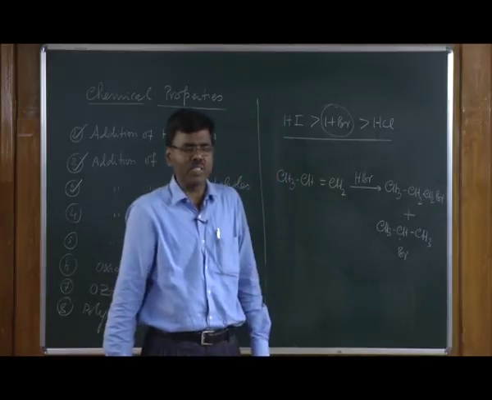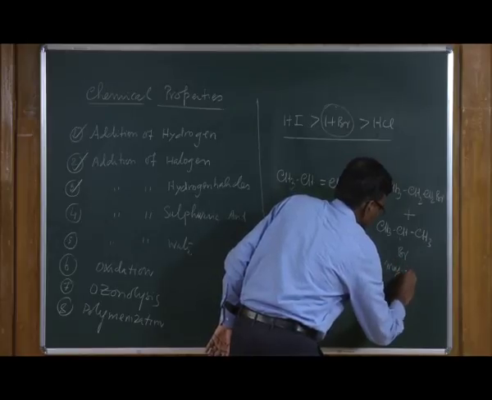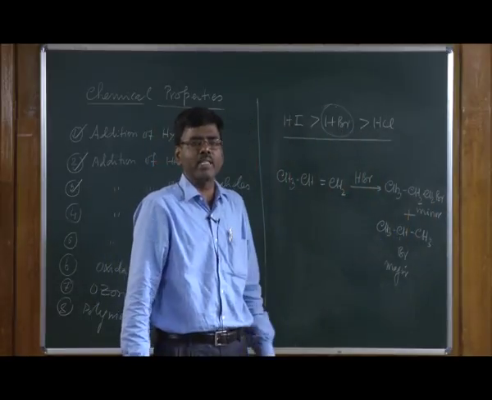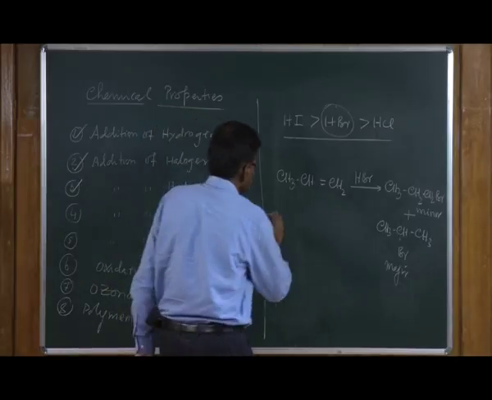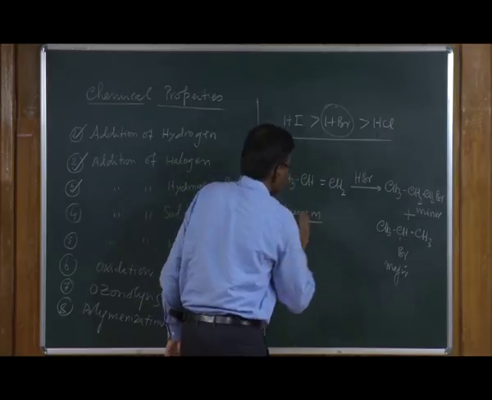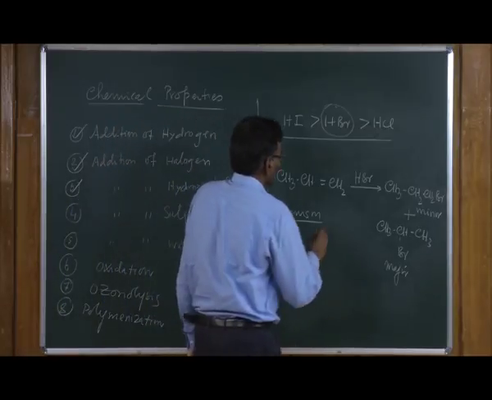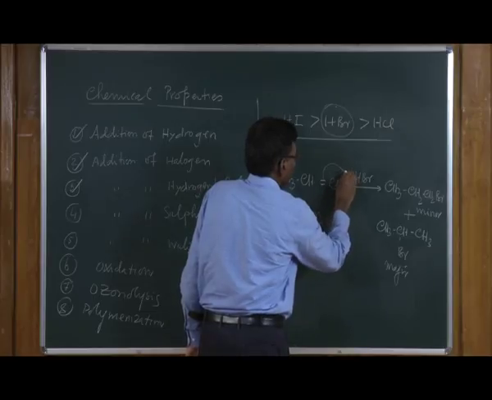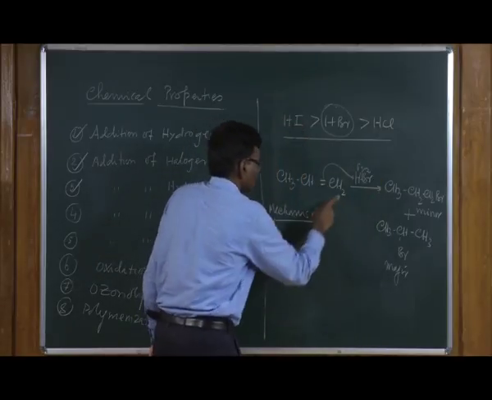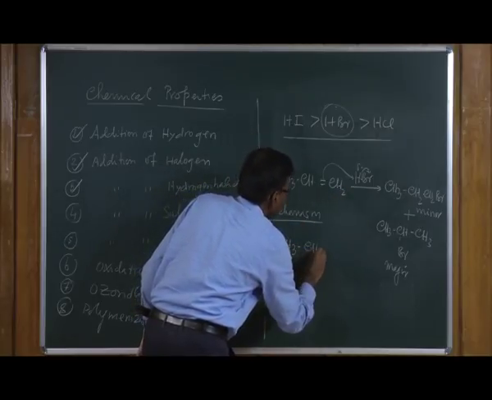There is a possibility of formation of these two compounds. However, in this case this will be the major compound, and this will be a minor product. So, let us see the mechanism of the reaction, so we can understand. I mentioned this is an example of an electrophilic addition reaction. So, the alkene reacts with the HBr to generate the carbocation intermediate.